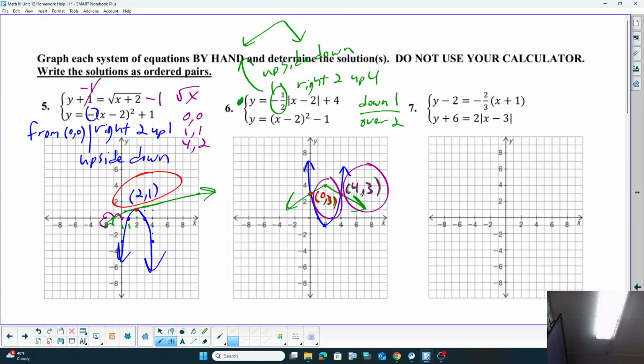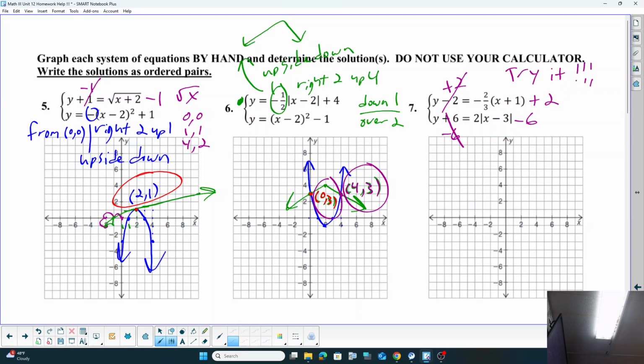Okay, last one. You try this one on your own now. We're going to add 2 to the other side. So now we have y equals, and -6 to the other side. So try it. You got this. You can do this.